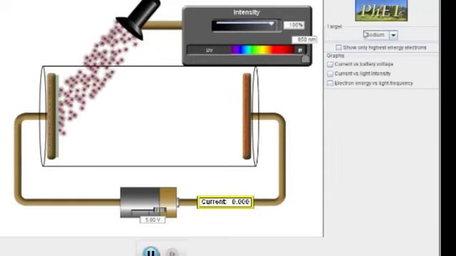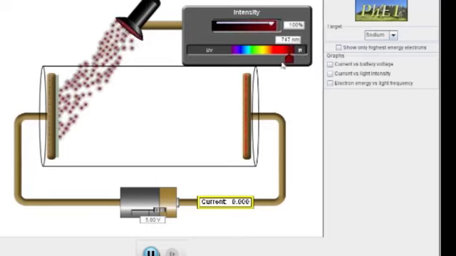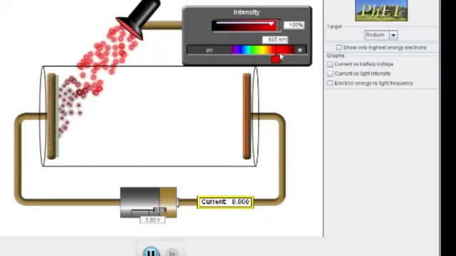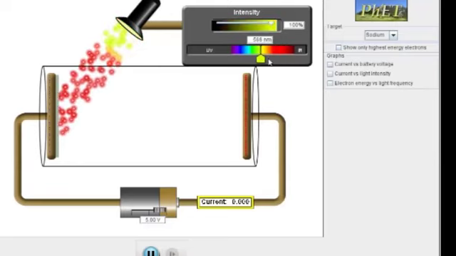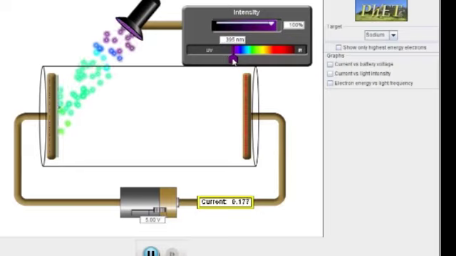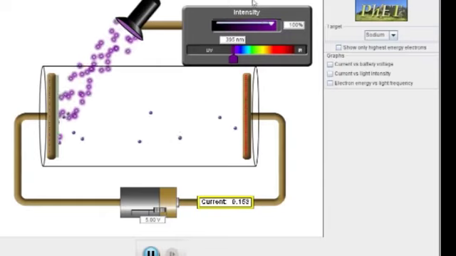On moving to the visible region of the EM spectrum, in the red part, no photoelectrons are ejected either. Moving to the yellow part, the same, no photoelectrons are ejected. In the green part, we observe the same. In the blue part, still the same. But as soon as I reach the violet part of the visible spectrum, photoelectrons are emitted.